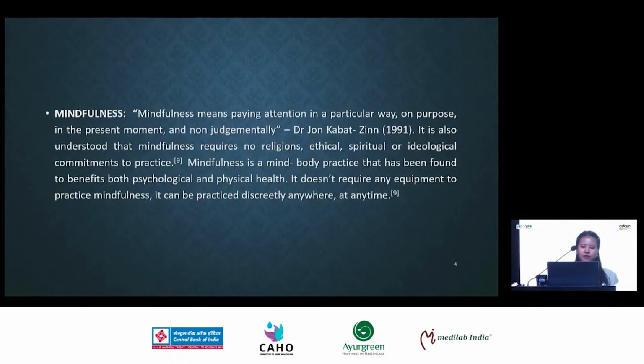Mindfulness. Mindfulness means paying attention in a particular way, on purpose, in the present moment, and non-judgmentally. It is also understood that mindfulness requires no religious, ethical, spiritual, or ideological commitment to practice.